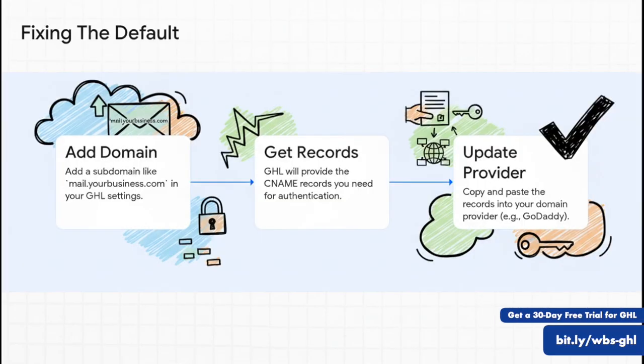The good news is, fixing this is a pretty simple three-step process. First, you just go into your settings and tell GoHigh Level you want to use a dedicated subdomain, something like mail.yourbusiness.com. Second, GHL is going to spit out a few little pieces of text called DNS records. Then third, you just copy those records and paste them into wherever you bought your domain from, like GoDaddy or Cloudflare. This basically proves to the internet that you've given GoHigh Level permission to send emails as you. It's an absolute must-do for anyone serious about email.